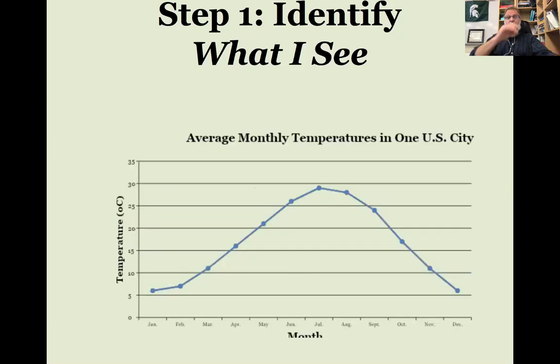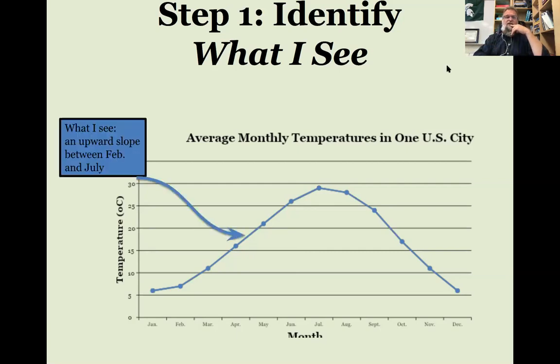So let's do a sample. Here's a sample graph. If I look at the title and the axes, I can sort of figure out what it's about. This is average monthly temperature in one U.S. city. I can see the x-axis is the month going from January to December, and the y-axis is temperature in Celsius going from 0 to 35. And so the question is, what do you see? You want to break the graph into sections, not the whole graph overall, but in sections. So what's something you see on this graph?